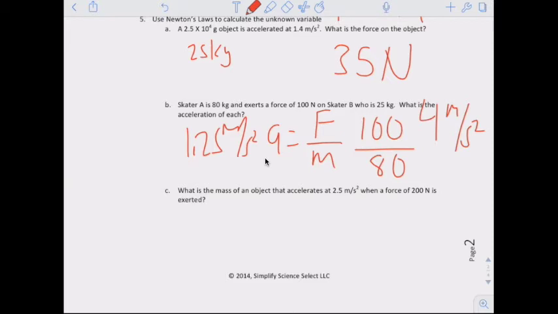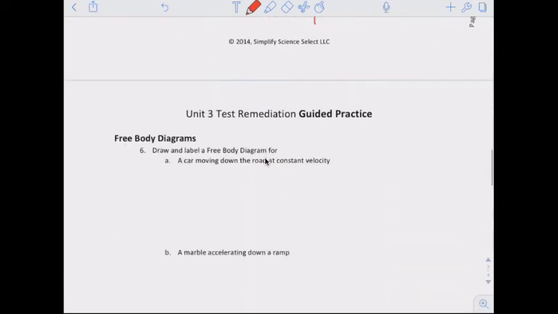Force equals mass times acceleration. That means that mass equals force divided by acceleration. Go ahead and solve that one out and see if you can get that one.